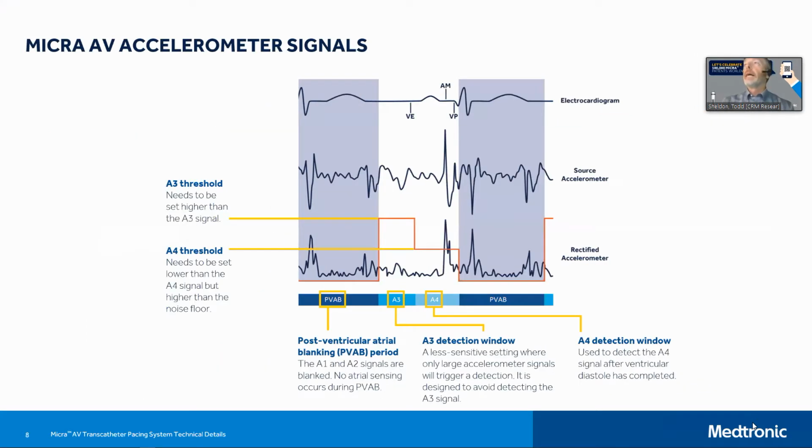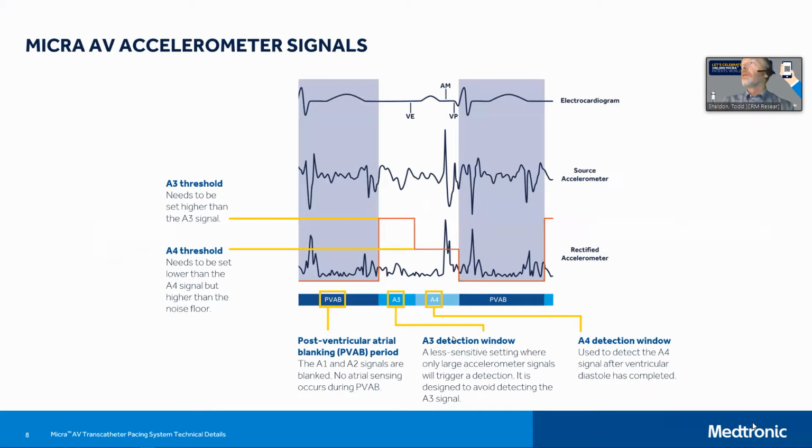So if we look at the actual algorithm, we have 3 blanking periods. So we have this PVAB, so no, we won't track it. And then we have 2 different tracking thresholds. So we have a kind of a dual thresholding scheme.